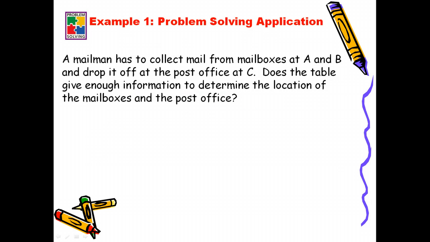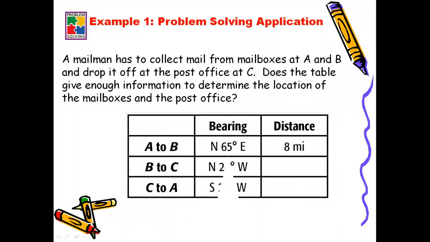Let's look at an example of problem solving. A mailman has to collect mail from boxes at A and B and drop it off at the post office at C. Does the table give enough information to determine the location of the mailboxes and the post office? Well, let's look at the table. A to B gives us a bearing and distance. B to C gives us a bearing but no distance yet. And C to A gives us another bearing but no distance.